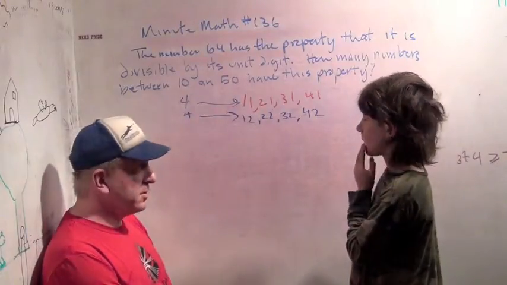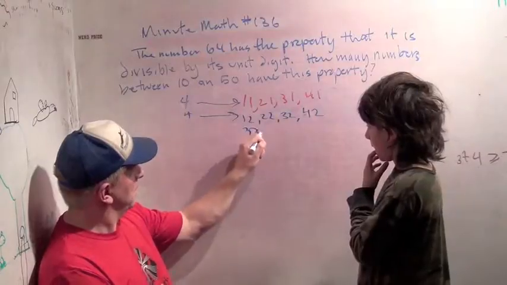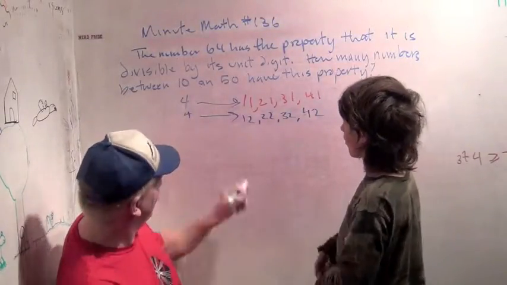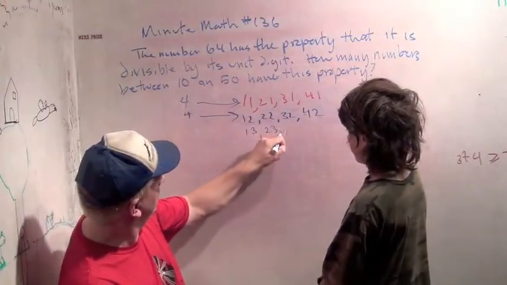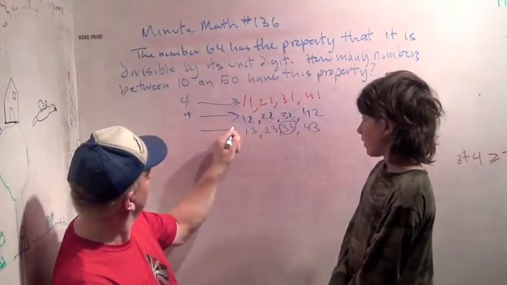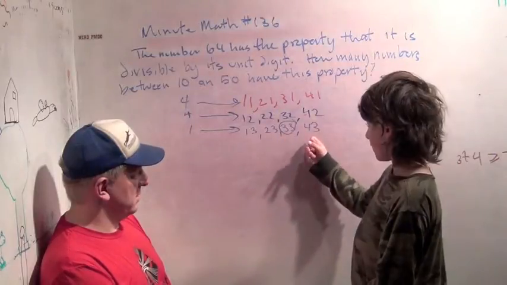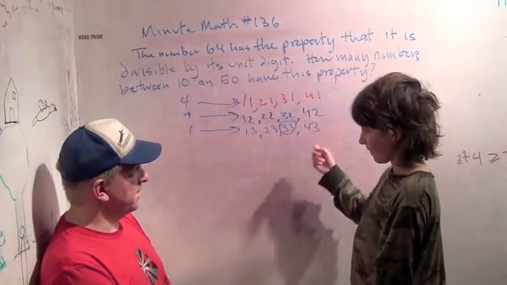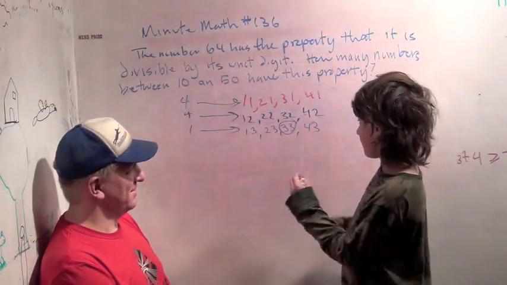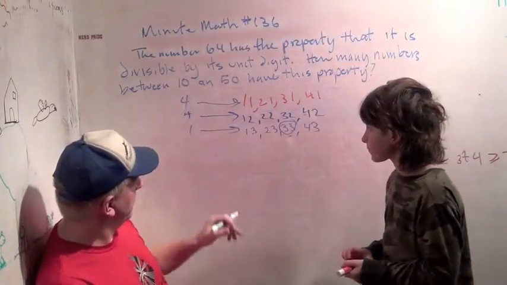Well, the ones that end in 3: 13, 23, 33, and 43. Only one of these works. How do you know that? Because 13 is prime, 23 is prime, and 43 I think is prime. Seems like most numbers that end in 3 are prime. Think that's true? Maybe, probably not. All right, so only one has that property, 33.